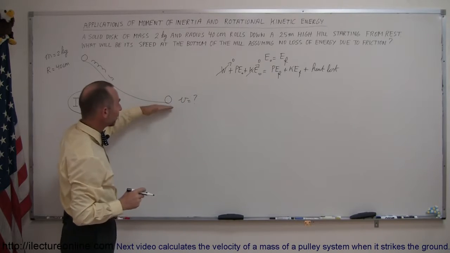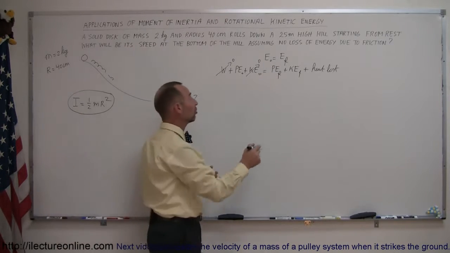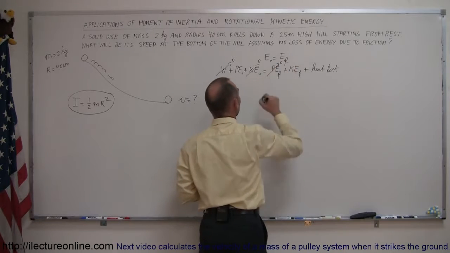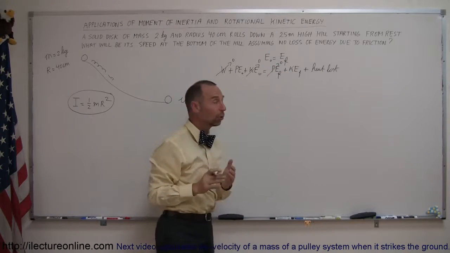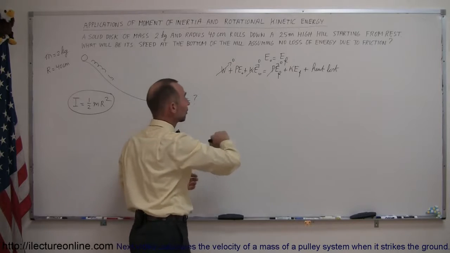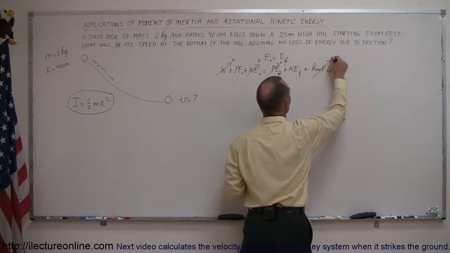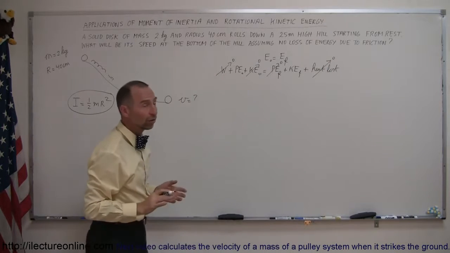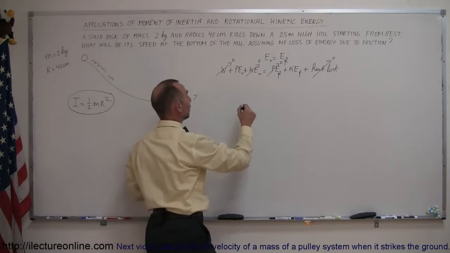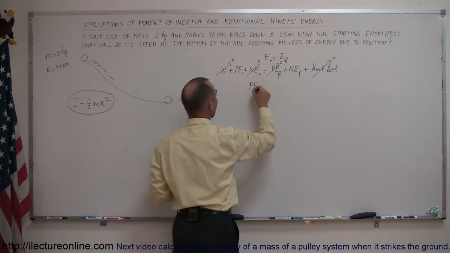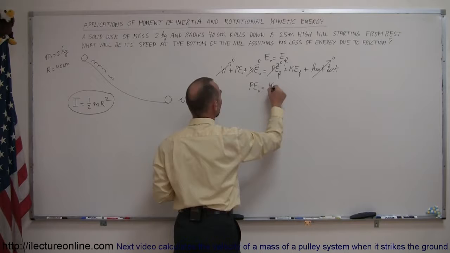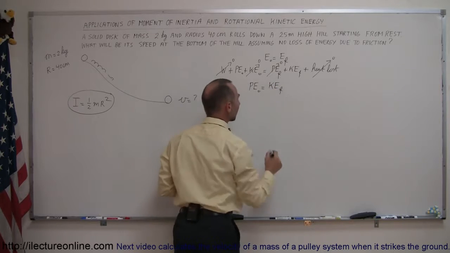When the wheel gets to the bottom of the hill, it will not have any potential energy left, so there's no potential energy final, so that goes to 0. And since we were told that no energy was lost due to friction, we can say that heat loss is equal to 0 as well. So this problem simply becomes initial potential energy due to its height on top of the hill ends up being kinetic energy at the bottom of the hill.